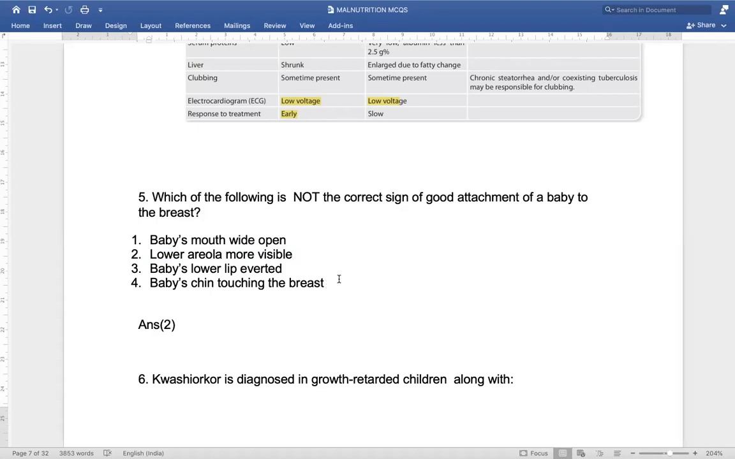Apart from this, they may give other options which do not suit these 4 signs at all. You can just eliminate those easily. The only thing to concentrate on is which lip should be averted and which areola is more visible. So most often you will get confused with these 2 things. Okay.